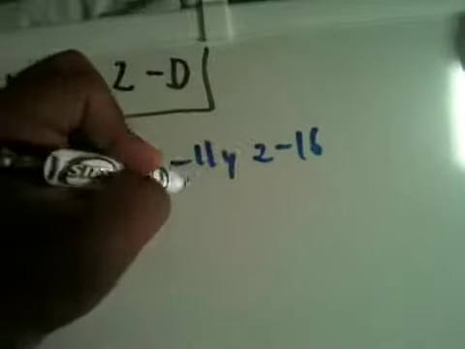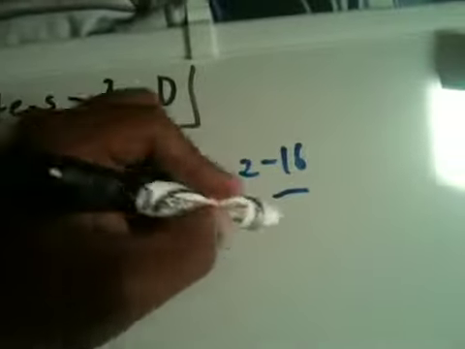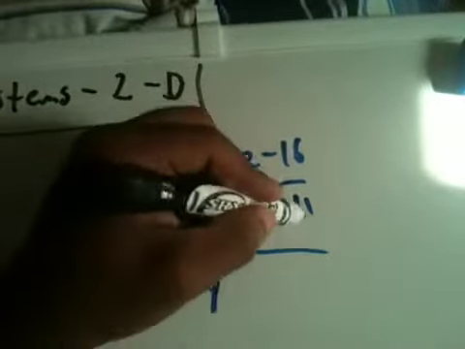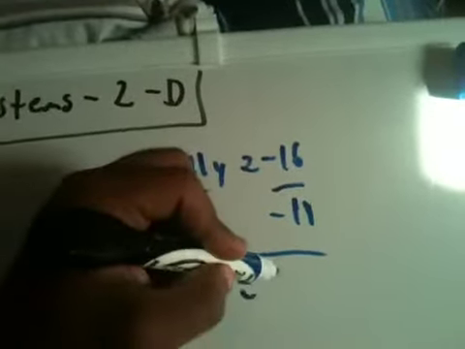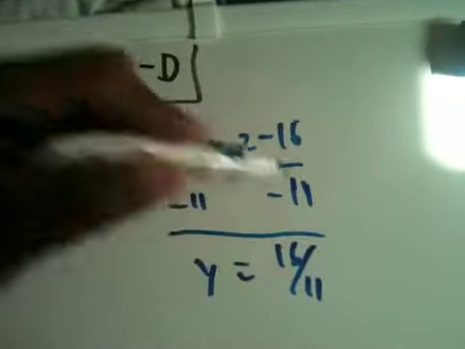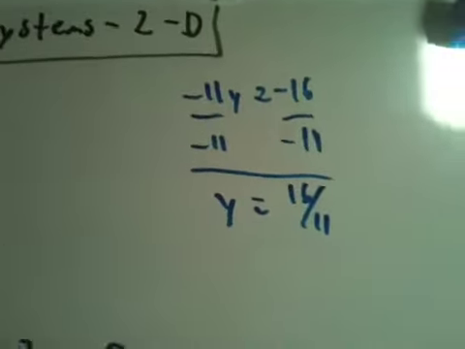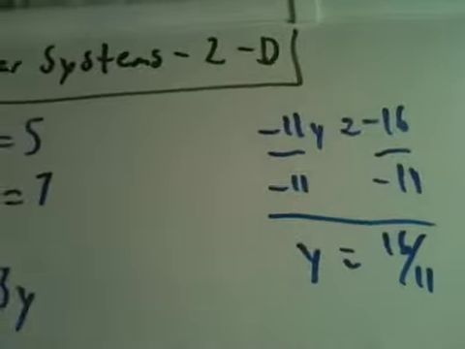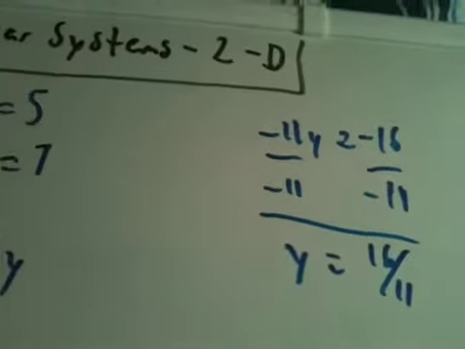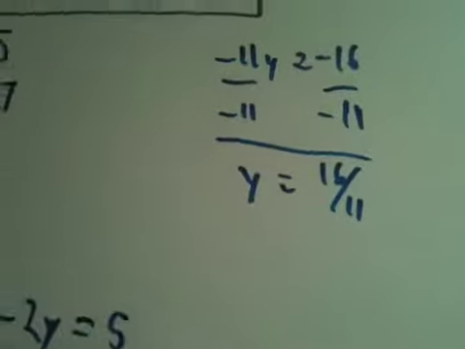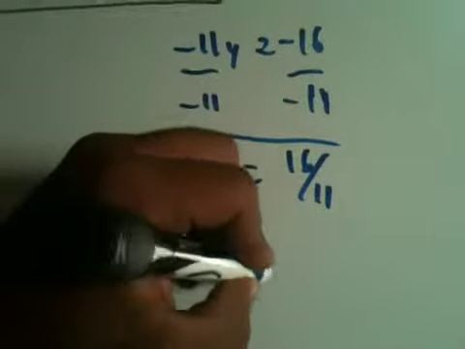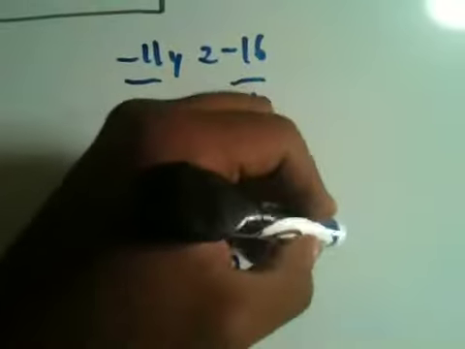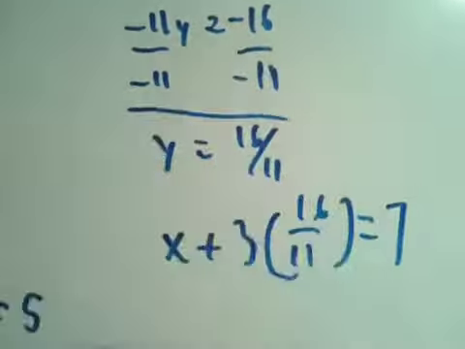And now we can divide through by minus 11, and we get y is equal to 16 over 11. And now, just like last time, we can take this y and bring it into one of the original equations. So I'm going to put this in the second one. So x plus 3 times 16 over 11 is equal to 7.